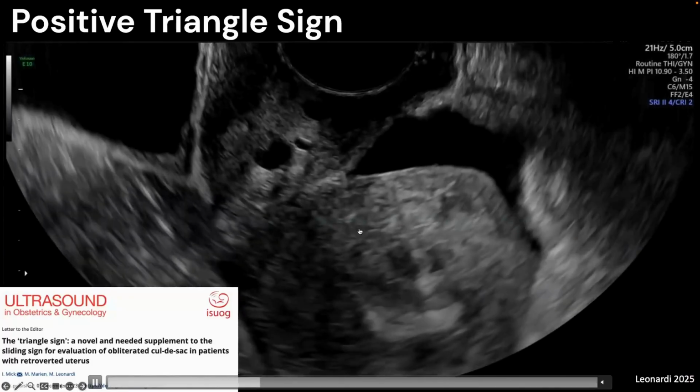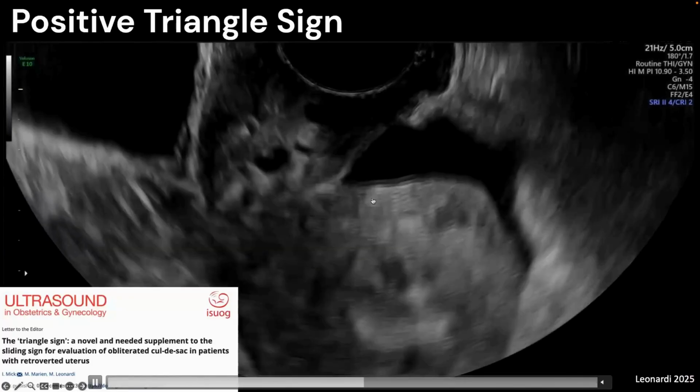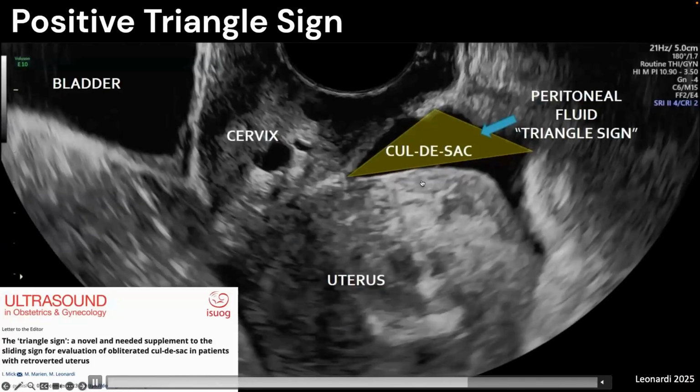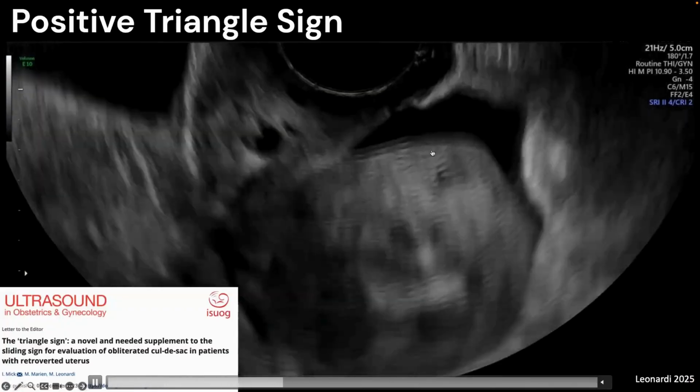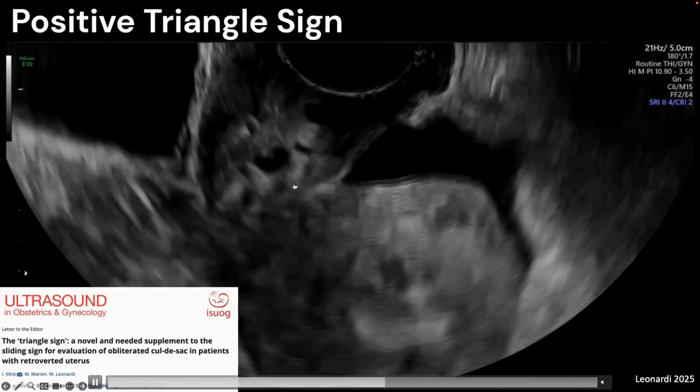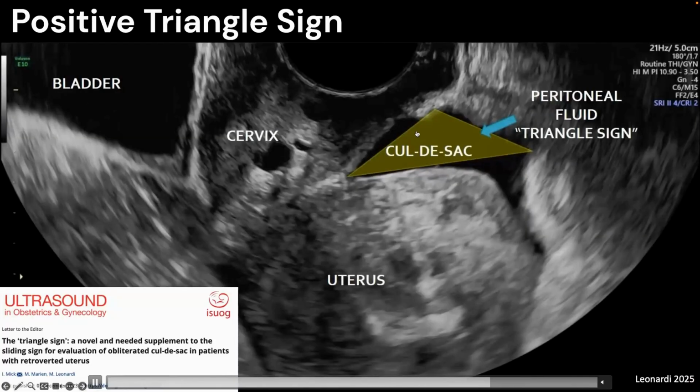So with the application and release of pressure here in this retroverted uterus scenario, you can appreciate that the uterus falls off the back of the vagina, which is where the peritoneum is. This is what we call the present triangle sign, positive triangle sign. This indicates a non-obliterated pouch in the patient who has a retroverted uterus.